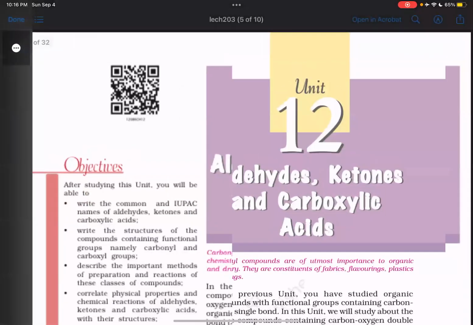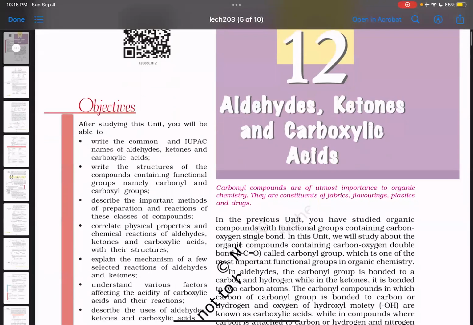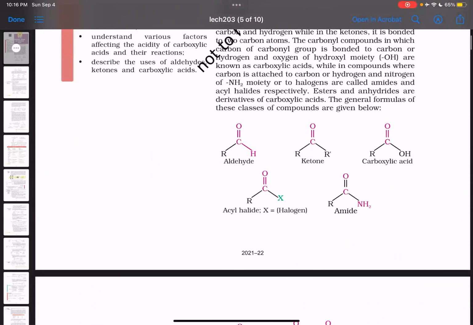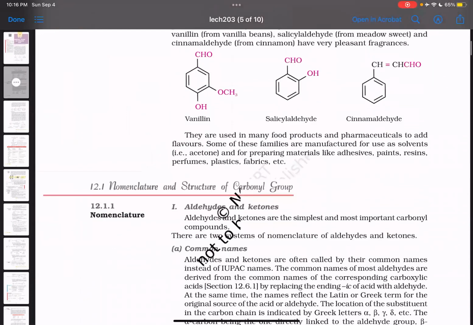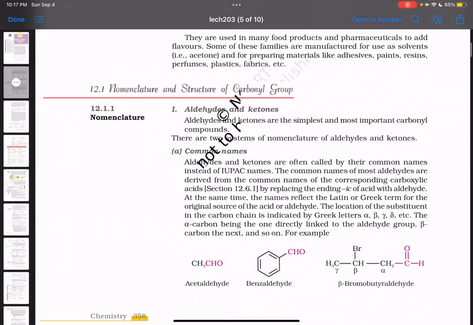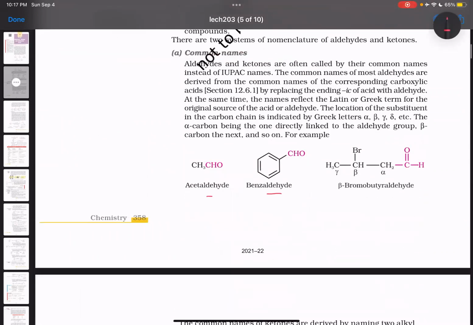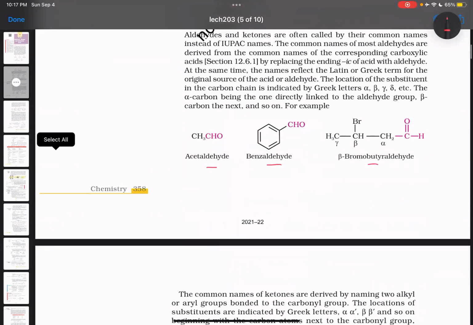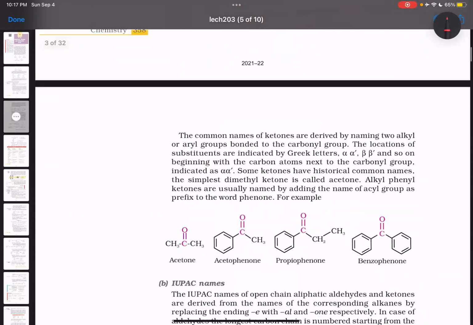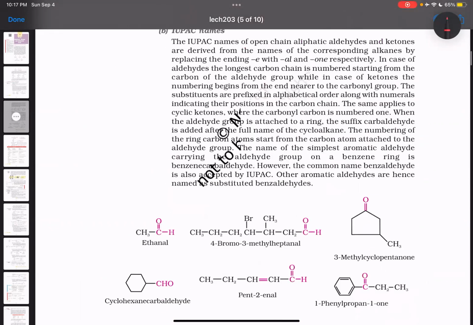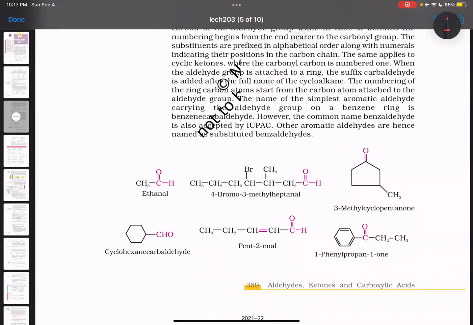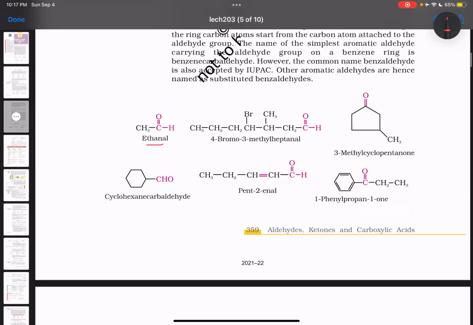So first is the naming. The basic naming you can go through. Some common names are there like benzaldehyde, acetaldehyde. And this is the IUPAC name. So for aldehyde, you need to put al, like ethanal, propanal, butanal, that you know, right? And for ketone, you need to put one. Is it clear?